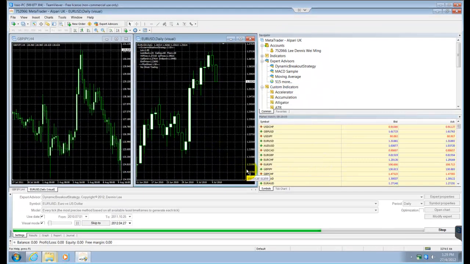So we have the EA attached to the Euro USD daily chart here, and we are running a backtesting strategy on this EA, and we are in the visual mode where we can adjust the slider from slow to fastest.